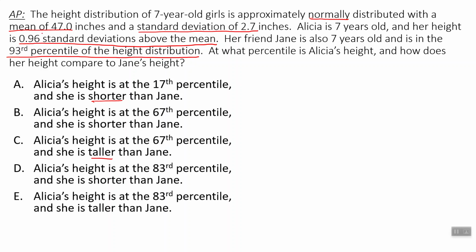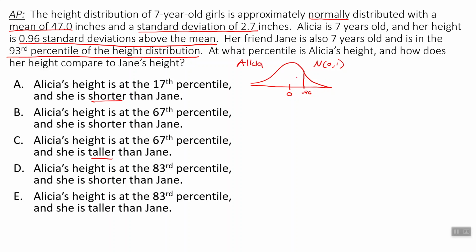If she's 0.96 standard deviations above the mean, I don't need these two numbers because they're already giving me a z-score. I can just use the standard normal distribution. If they're giving me standard deviations above the mean, I can pretend that 0 is our mean, and 0.96 standard deviations would be up here. So we're using the standard normal curve for her. This was Alicia.